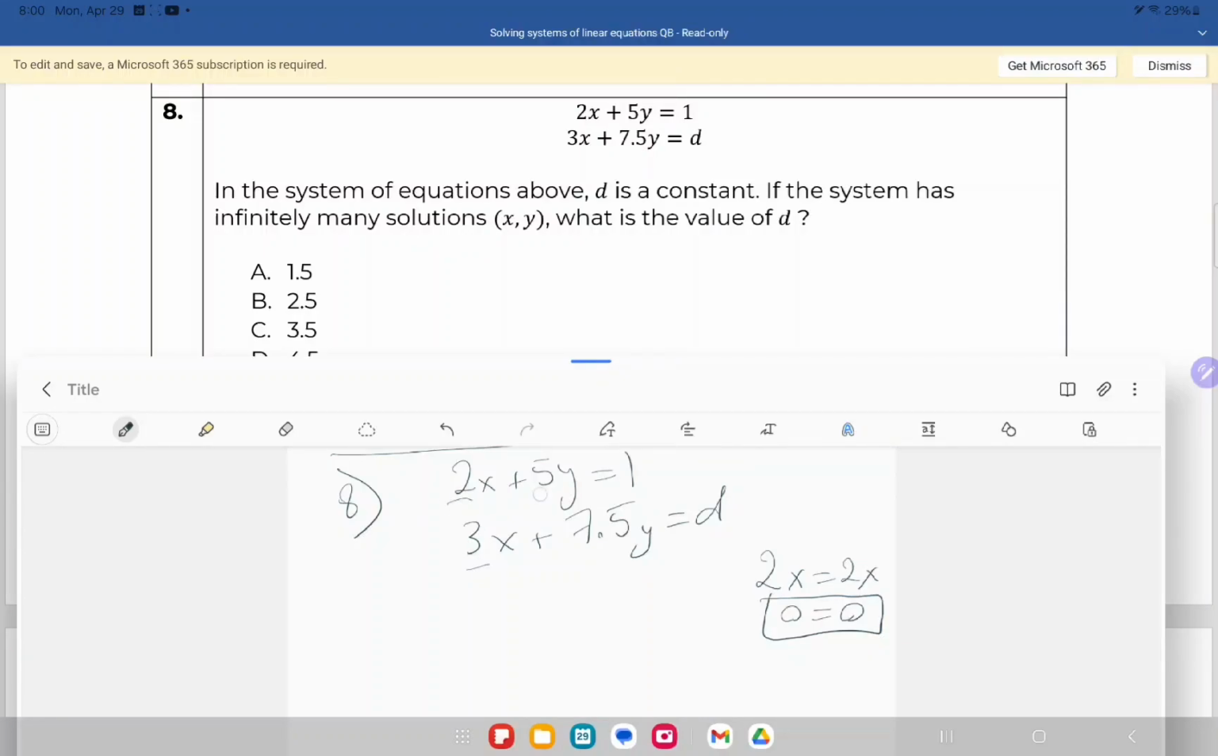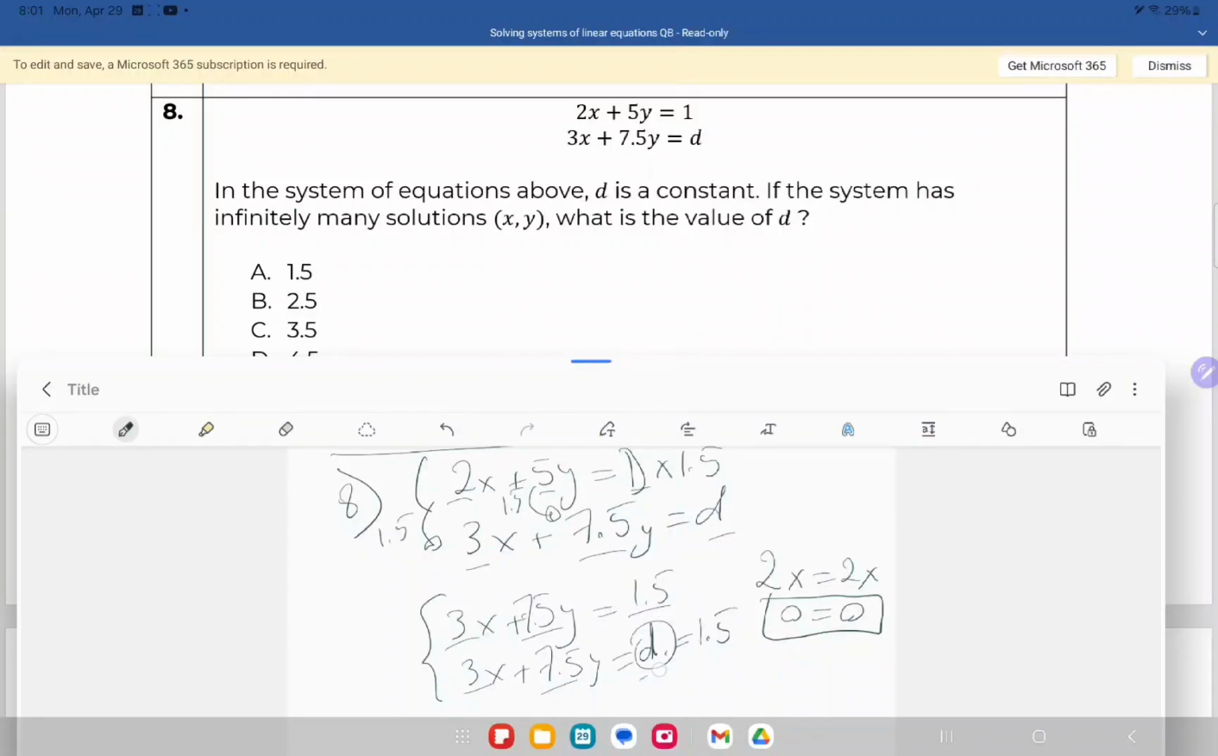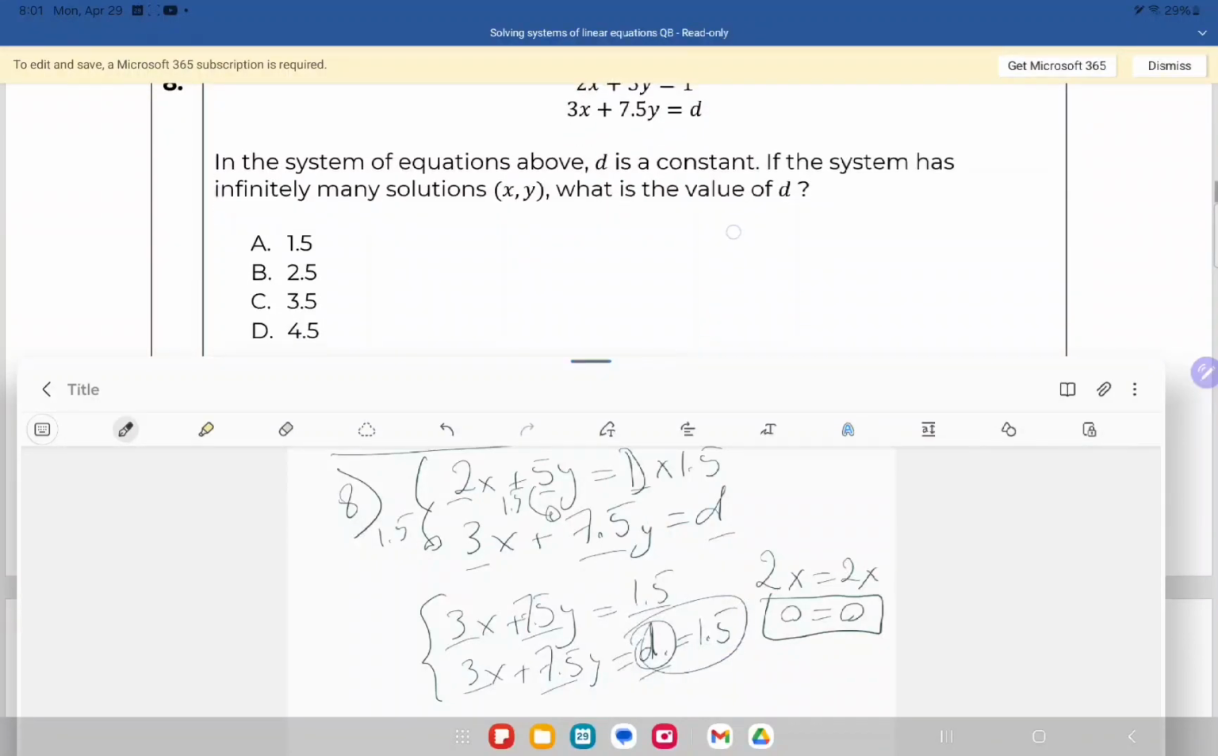So I've got 2, 3, 5, 7.5, 1, d. Now this is what I want to get. But don't you see a pattern? For me to go from here to here, I need to multiply by 1.5. And for me to go from here to here, I need to multiply by 1.5. So I'm going to multiply this by 1.5. I'm going to get 3x plus 7.5y is equal to 1.5. So my d is going to be equal to 1.5. 3, 3, 7.5, 7.5, 1.5, d, so d is equal to 1.5.